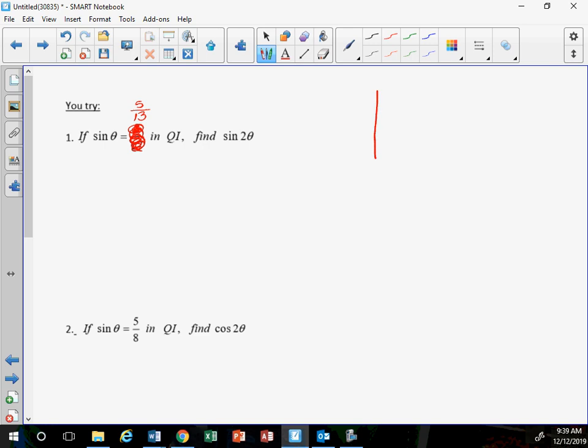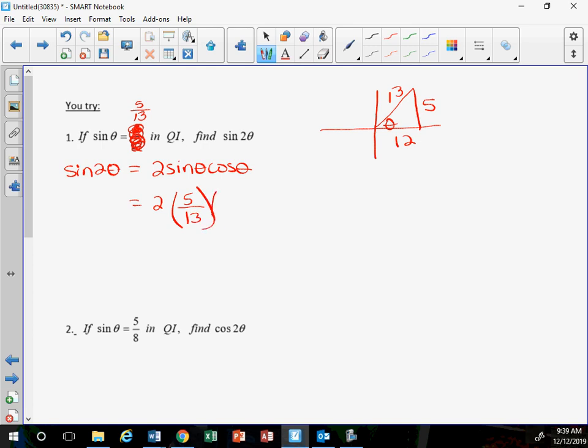All right guys, I told you theta's in quadrant 1. Sine is 5/13, so you know the other side is 12, right? And I'm asking you to find sine of 2 theta. We know that is 2 sine theta cosine theta. So that's going to be 2 times 5/13 times 12/13. What'd you get, guys? Good, 120/169.